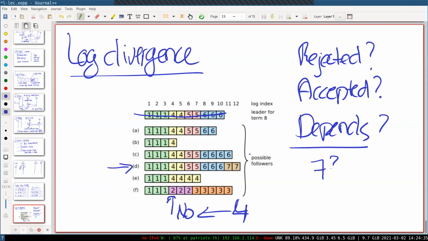But it will step down when it gets a vote from D. Wait, are you sure about that? Because I don't think so. Yeah, the current term is 8. Well, okay, so if D at some point will, it depends, they're going to start racing, correct?